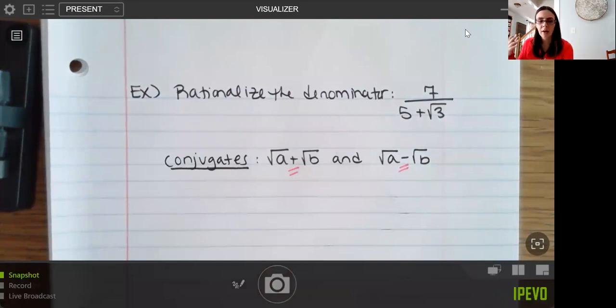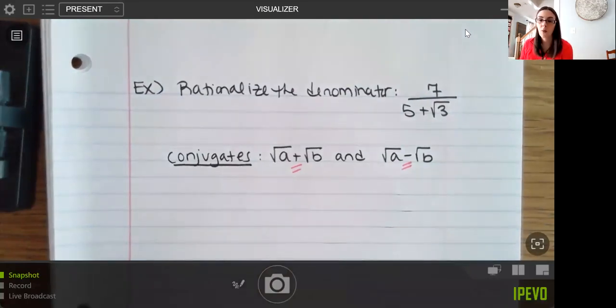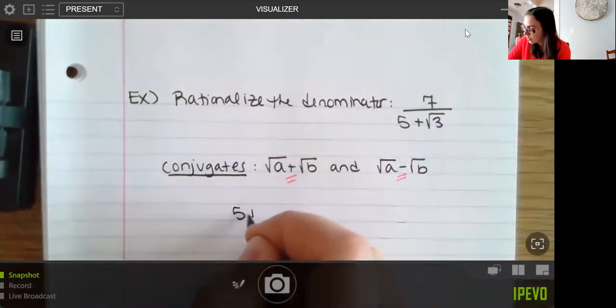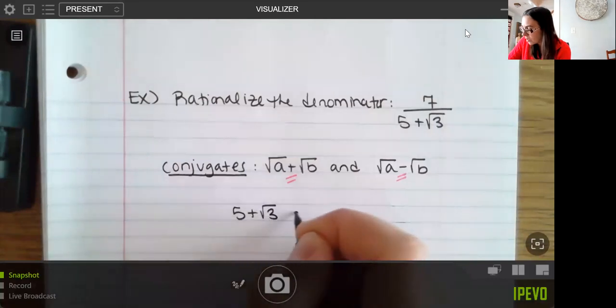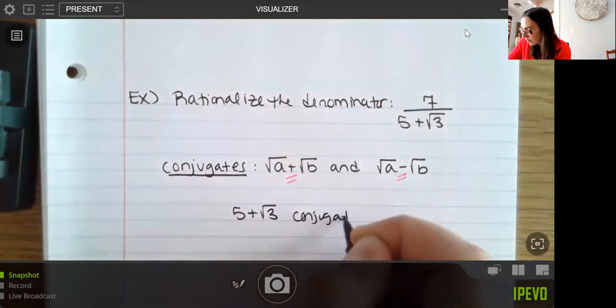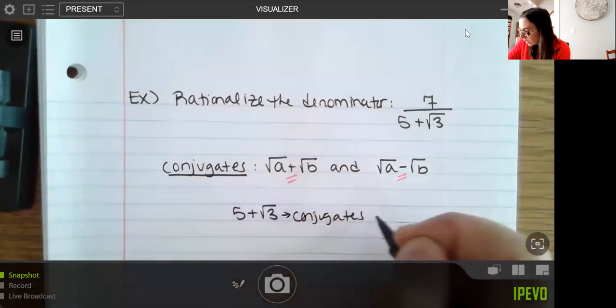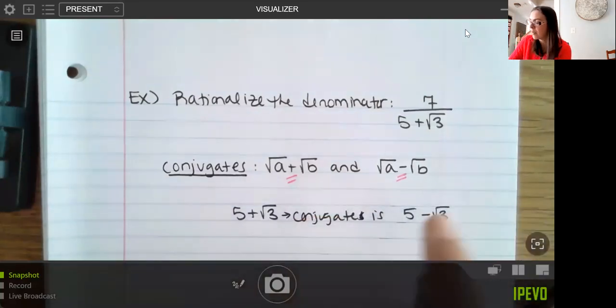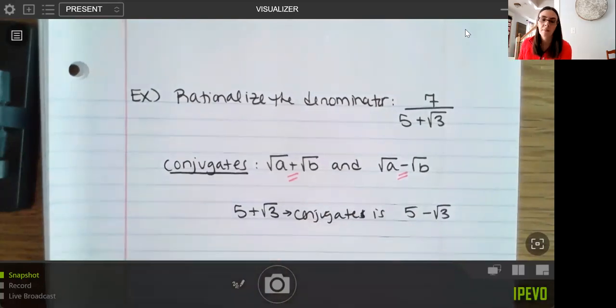And again, there are other kinds of conjugates too. We have conjugates for complex numbers as well. So you may have seen this definition elsewhere, and if you haven't, that's okay. But basically with conjugates, it's the same exact numbers, but the inside sign changes. So what happens here, let's say I have 5 plus root 3, then the conjugate is 5 minus root 3. So it doesn't matter if my first number is a whole number or not.